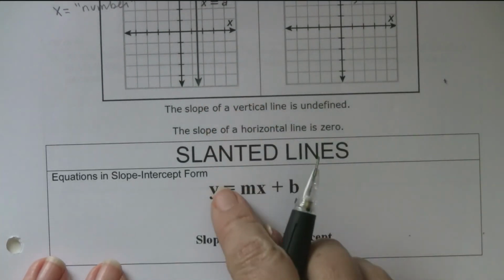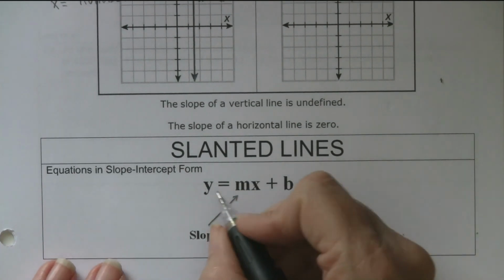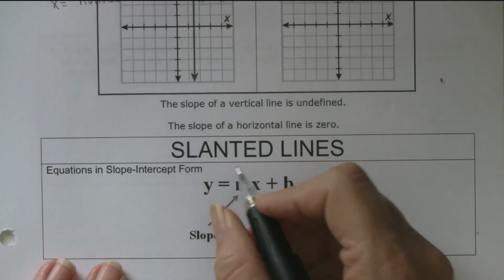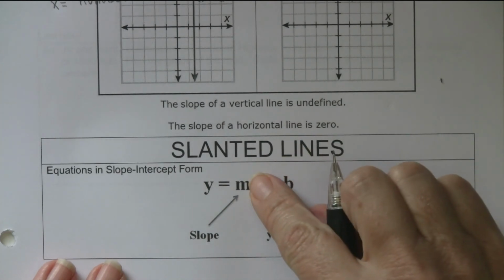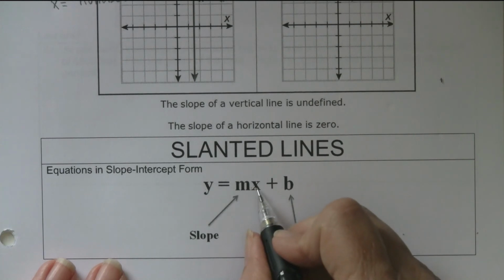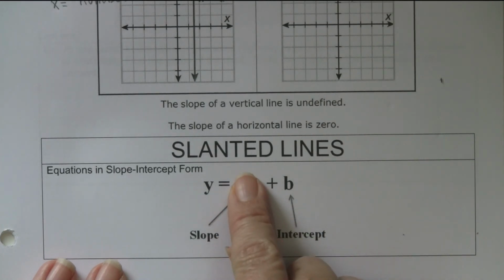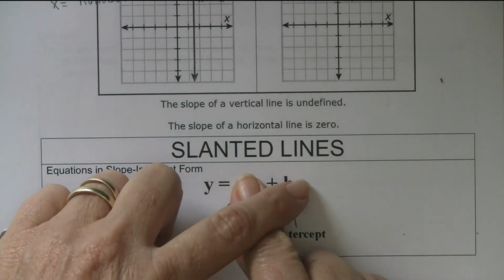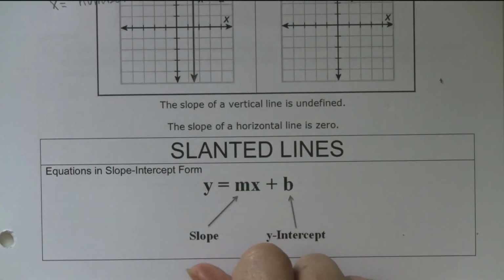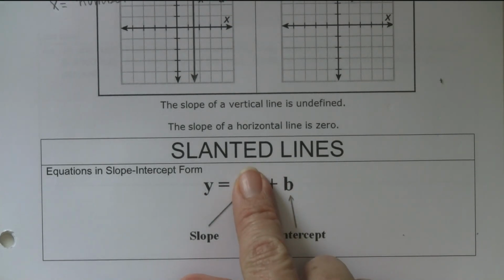Slanted lines have both x and y in them, and you can find the slope by solving the equation for y, and the coefficient of x is the slope. And when you let x equal 0, that's how you find the y-intercept. 0 times m is gone, and y equals b is the y-intercept. And so remember how we found the y-intercept. We let x equal 0, and that wipes that part out.